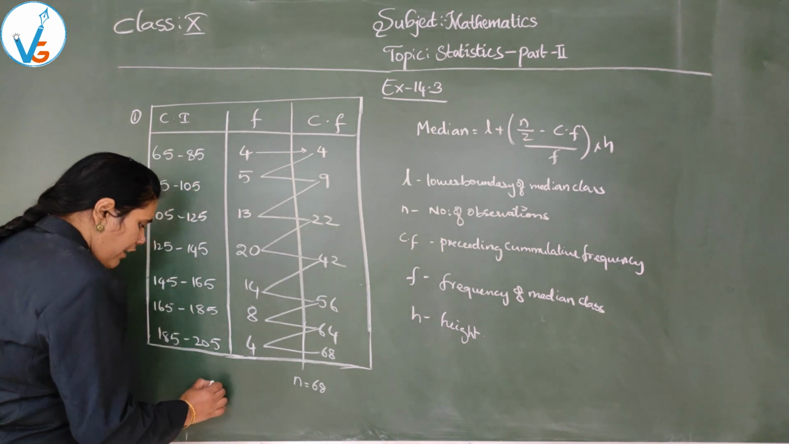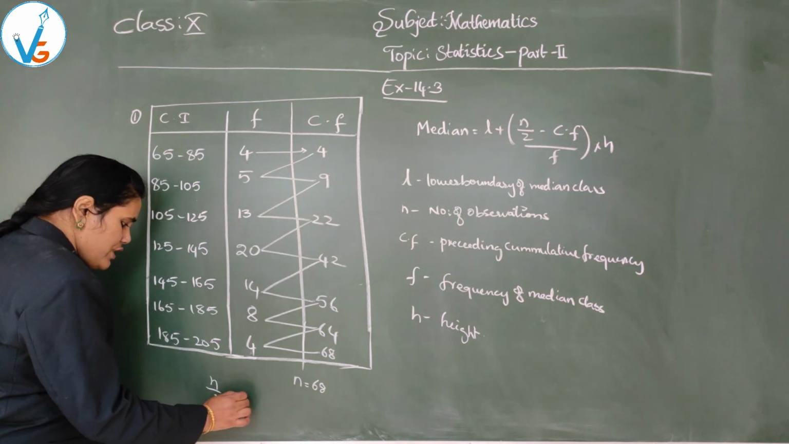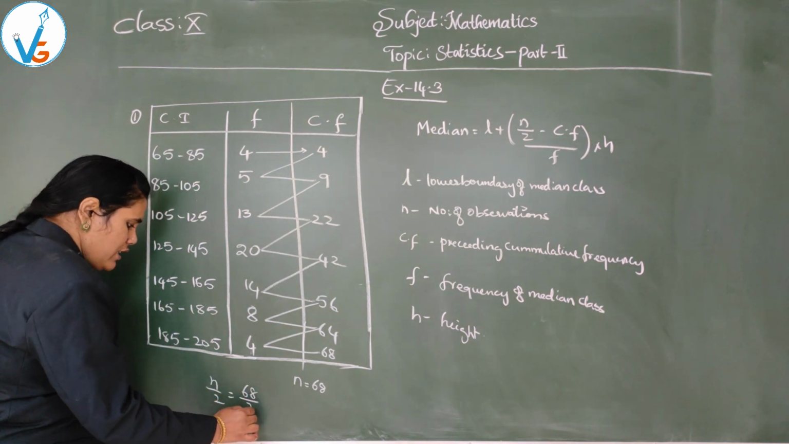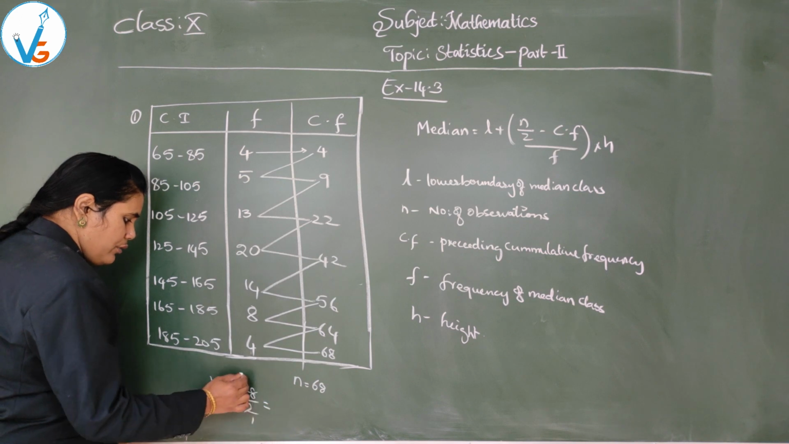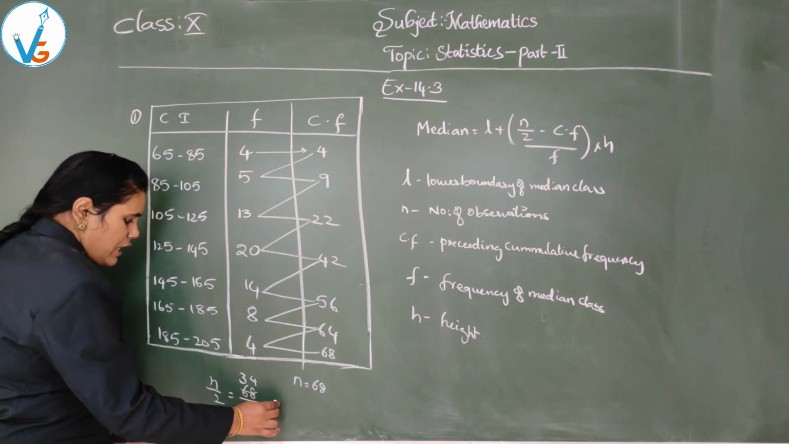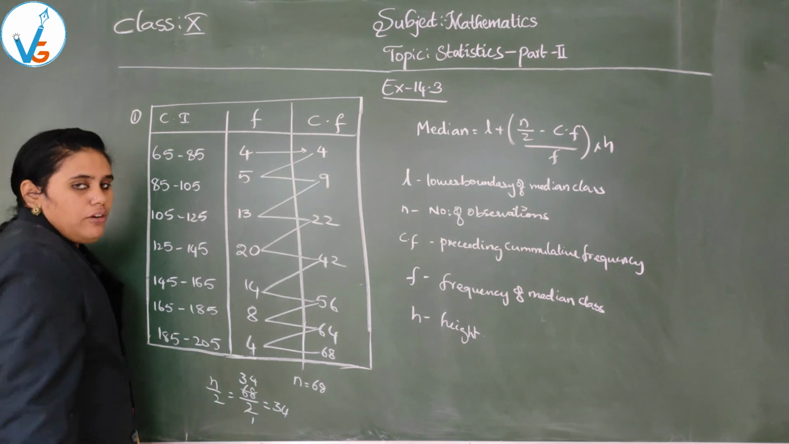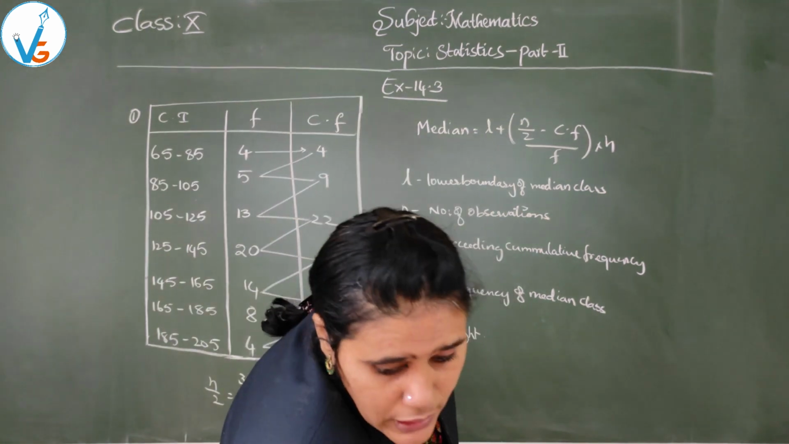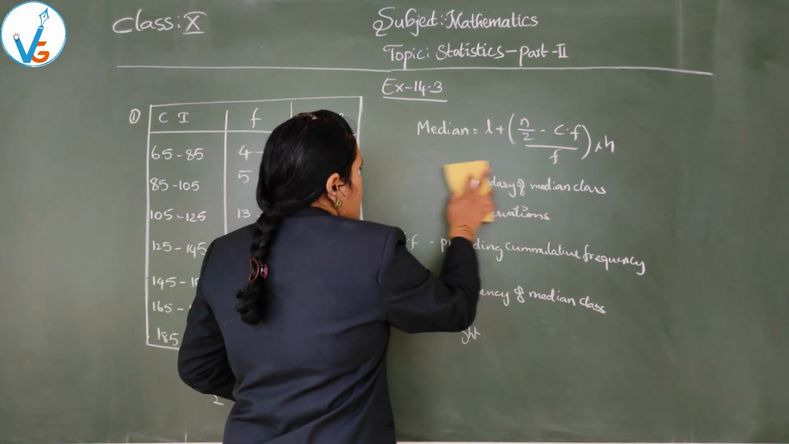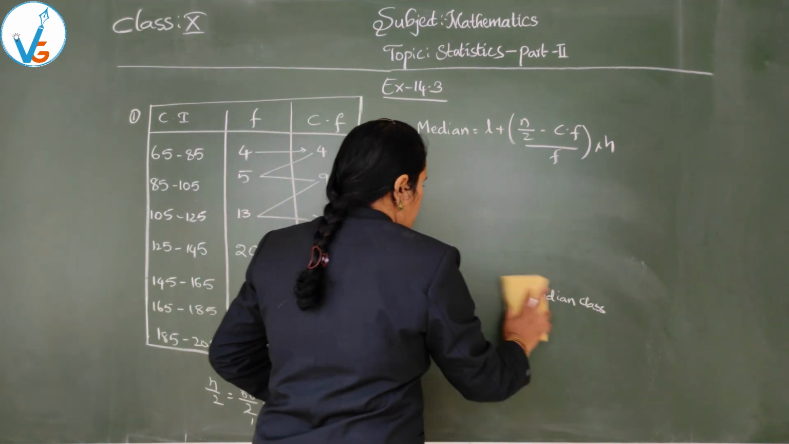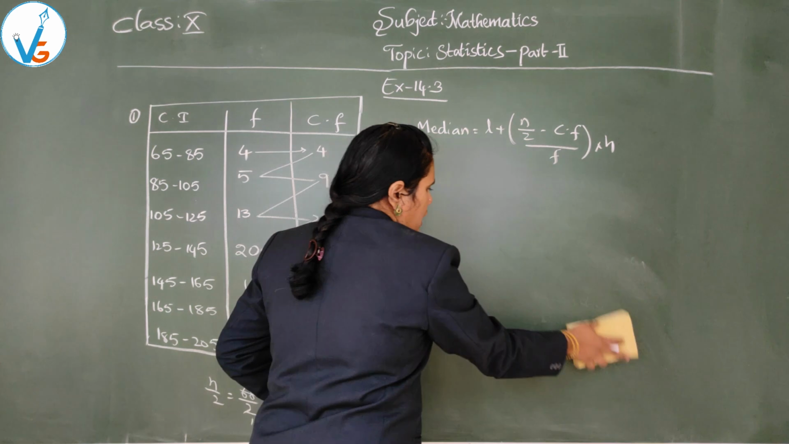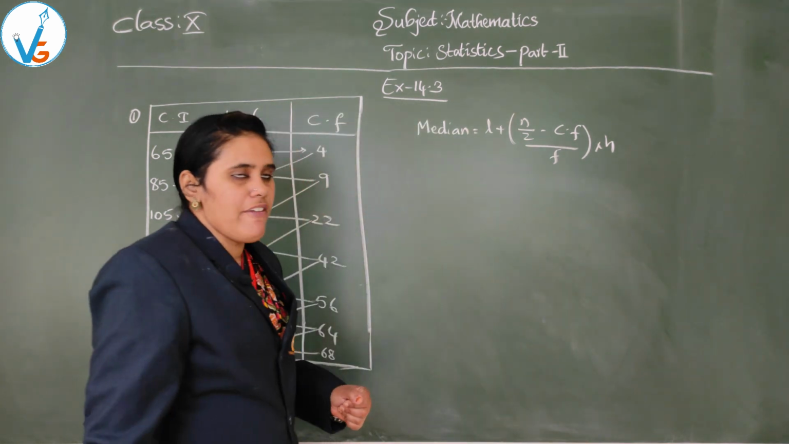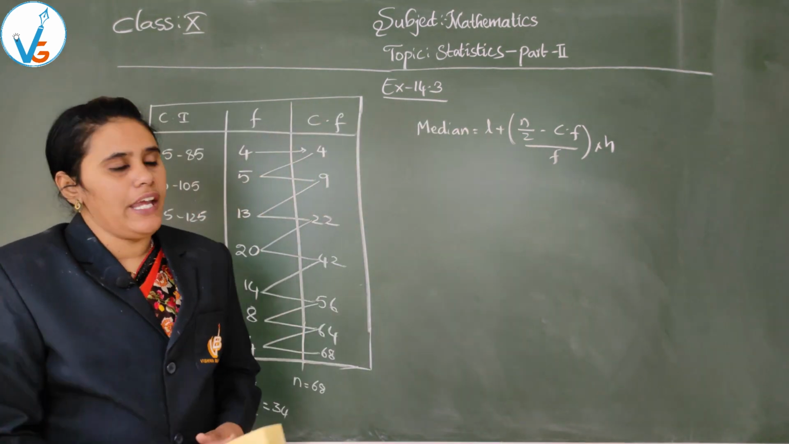Next, what do we have to do? We have to find N by 2, which is 68 by 2, which is 34. Next, we have to substitute in the formula. The formula is median is equal to L plus (N by 2 minus CF) by F into H.